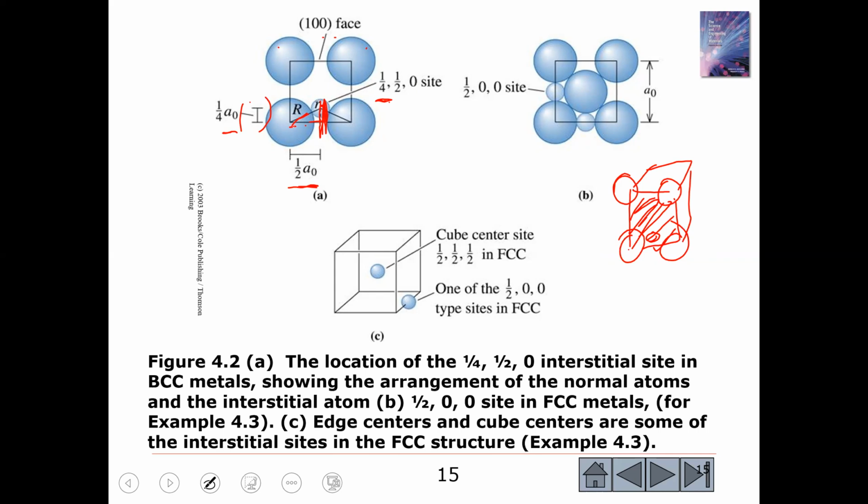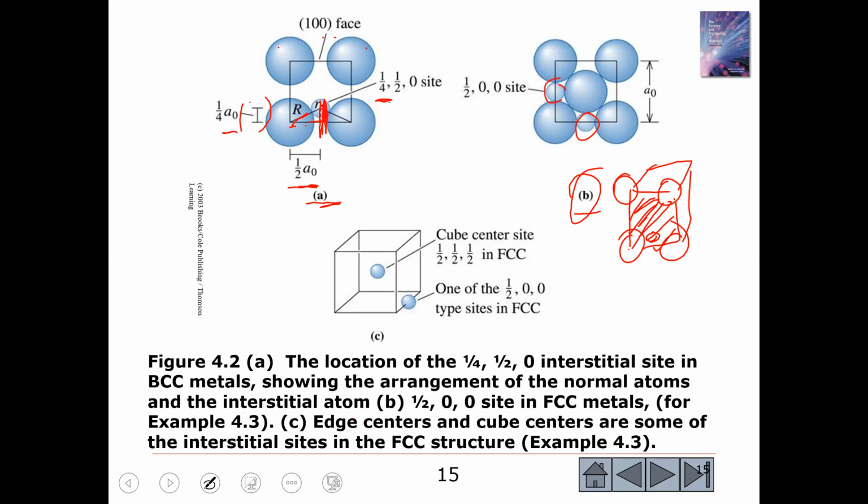So what they are saying is the location of the 1/4, 1/2, 0 interstitial site in BCC metal is showing the arrangement of the normal atoms and interstitial site. So A is showing the location of the 1/4, 1/2, 0 interstitial site in BCC metal, whereas B is showing the half, 0, 0 site in FCC metal, right? So this is FCC. This B is FCC, right? So these are the interstitial atoms, the atoms in between the lattice sites.